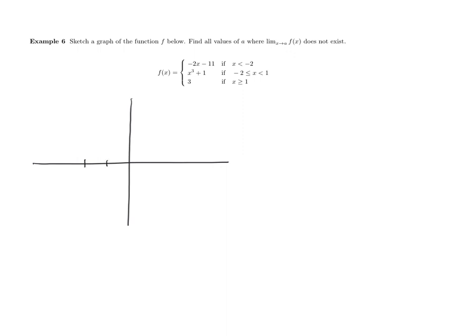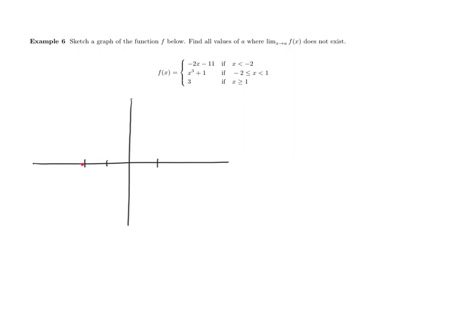So here's -2, and then here's +1. The only numbers that I think we'll have to check where the limit exists or not are -2 and +1, because that's where changes in the functions will occur. And potentially the limit from the left might not be equal to the limit from the right.